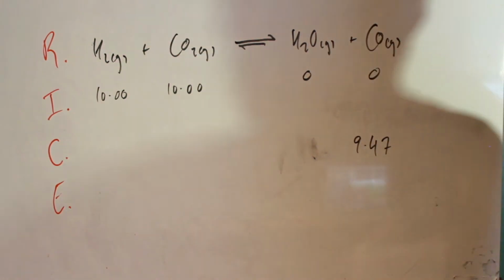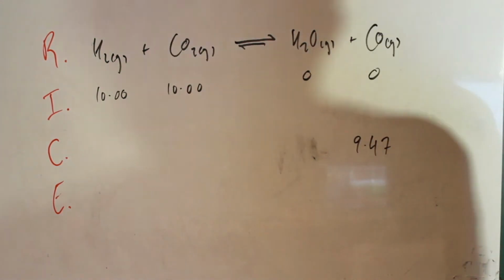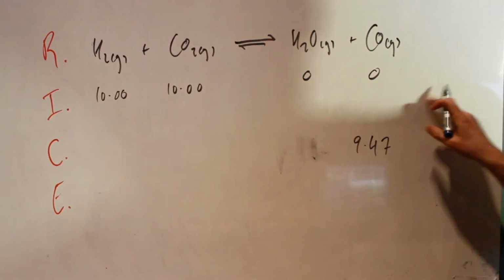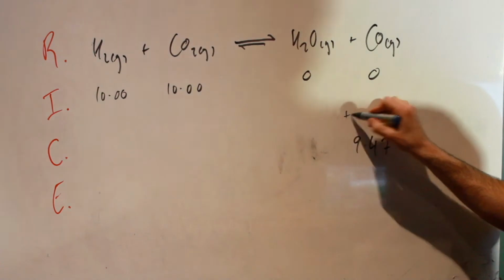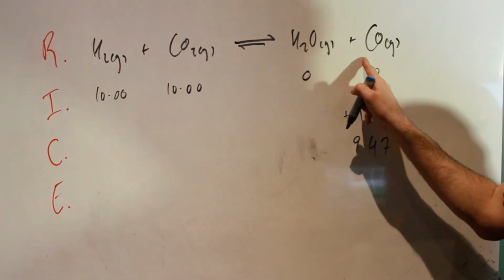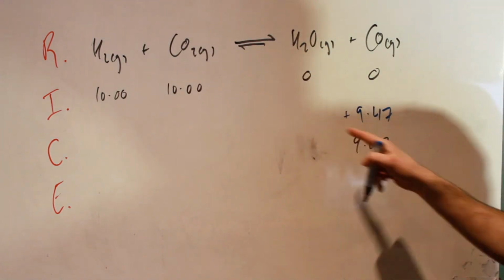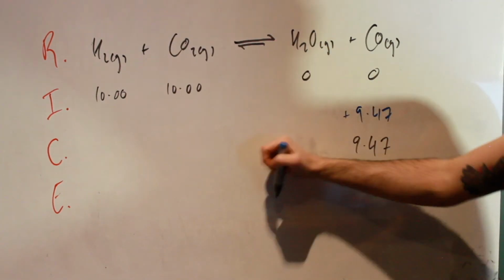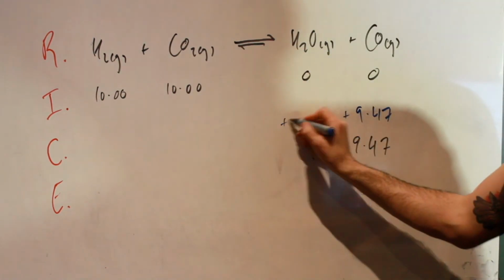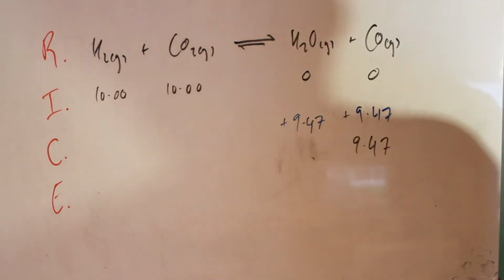Lovely. Let's work out some concentrations. So if we look at the change here, we've gone from 0 to 9.47, so we are going to plus 9.47 to this. This is at a 1-to-1 ratio with that, so that means that it's increased by the same amount, and this one's also increased because it's on the product side, so you're making the product, so you're going to make 9.47 of that as well.